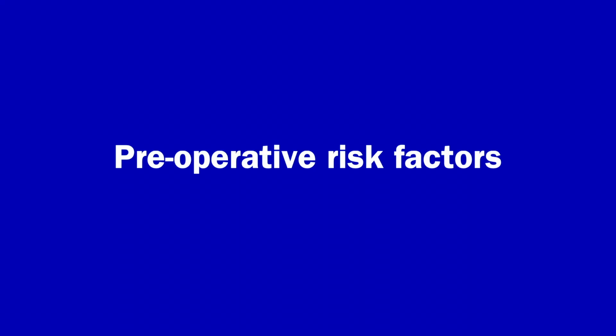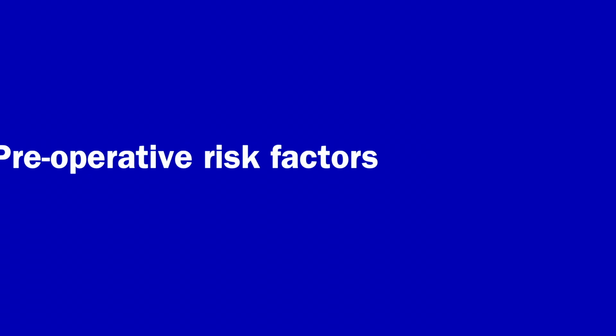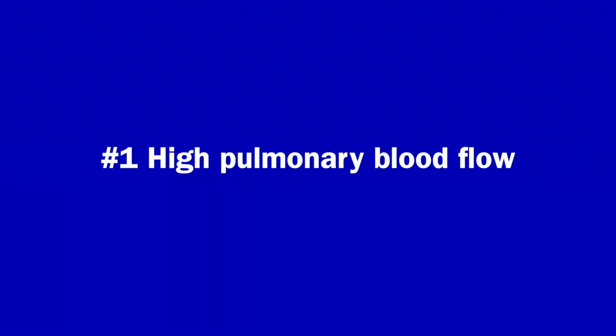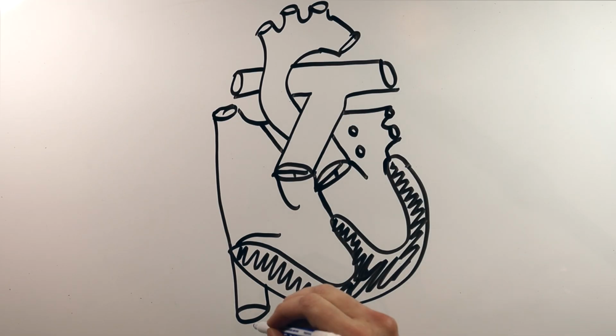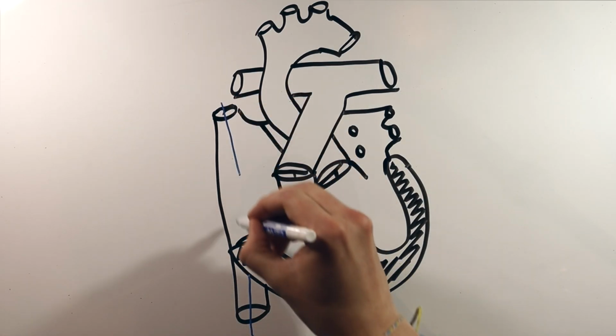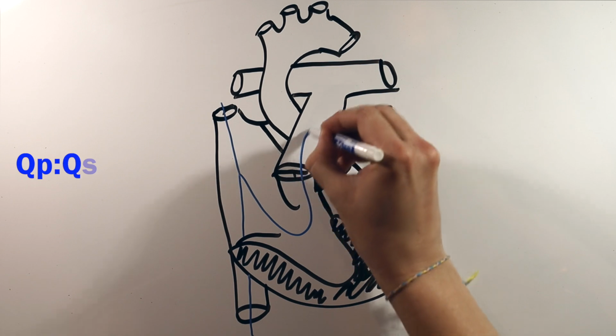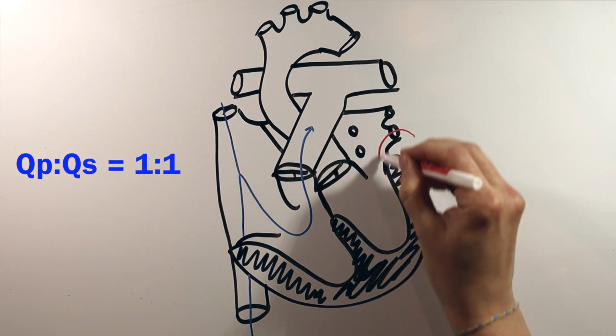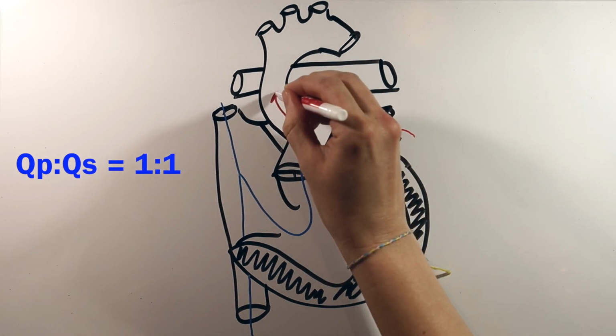Prevention is more important than treatment, and to prevent pulmonary hypertensive crisis in the cardiac ICU, it is helpful to know which patients are at risk. So let's talk about preoperative factors that will make your patient at higher risk for pulmonary hypertension postoperatively. Number 1, high pulmonary blood flow, meaning a left to right shunt. A normal heart will have a pulmonary flow to systemic flow ratio, abbreviated QP to QS, of 1:1. The same amount of blood is going to the lungs as to the body.